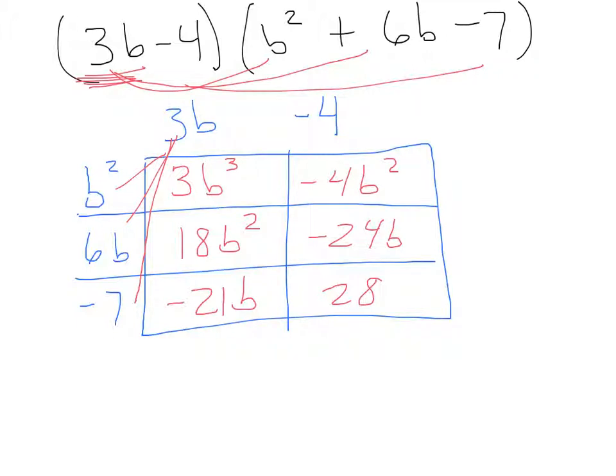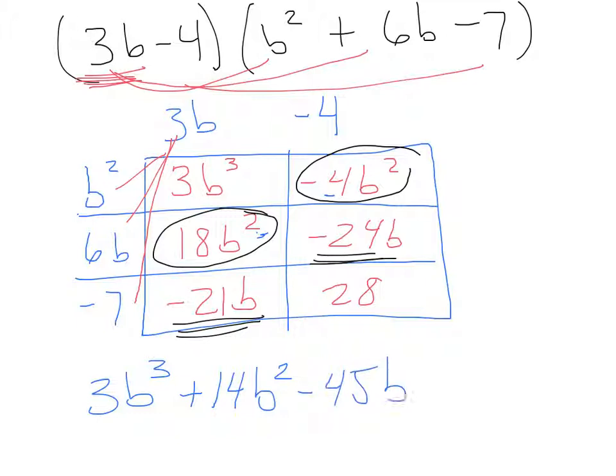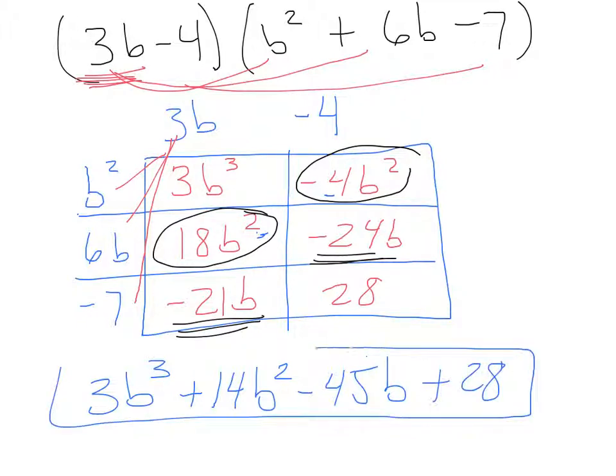Any like terms is a question you should be asking. Found a couple. Actually, found a couple more. So be careful when you're adding these up at the end. You've got 3b to the third because it doesn't have any friends. And then you have positive 14b squared with these two. And then you have negative 45b, same sign sum, with 28. I think that's the resulting polynomial when multiplying this binomial by this trinomial.